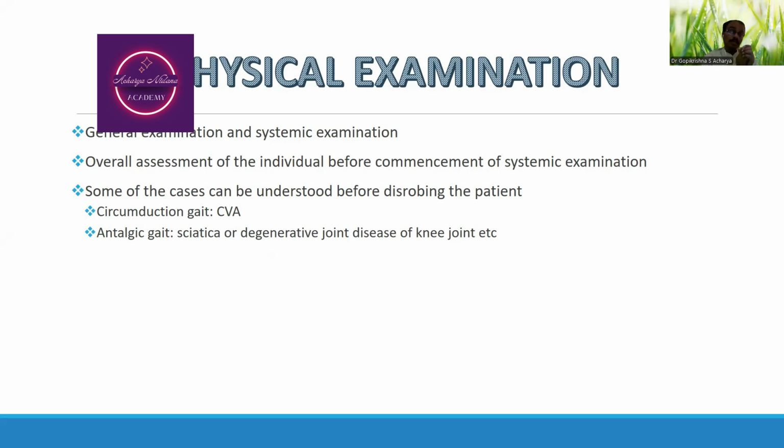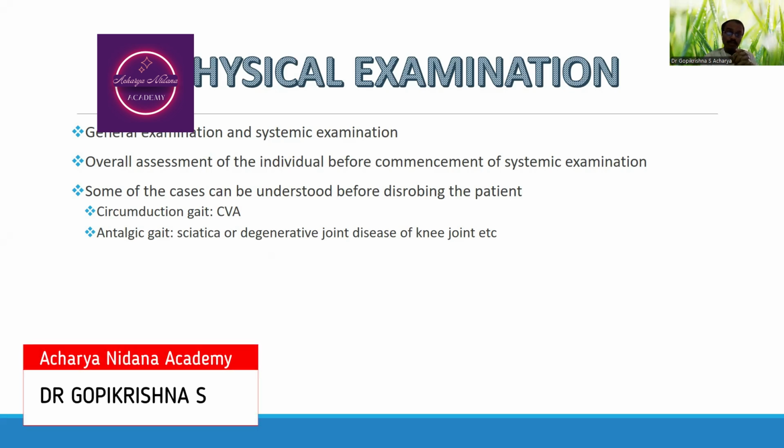For example, circumduction gait. When the person is coming to you with a circumduction gait, we can say that the person is suffering from cerebrovascular accident. Or when the person has an antalgic gait, that means he gives more stress to the painless limb and less stress to the painful limb, which is indicative that the person may be suffering from either sciatica syndrome or some severe painful knee joint disease, etc.